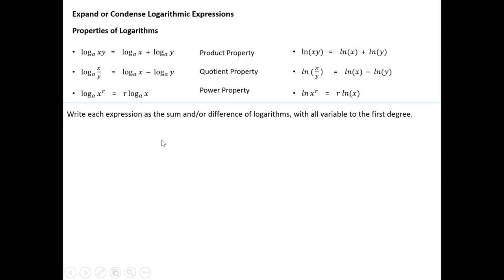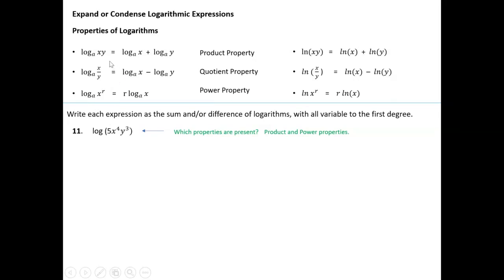Okay. So here it says write each expression as a sum or difference of logarithms with all variables to the first degree. For example, on this one here, which properties are present? If you notice, we have an exponent, so property number 3, the power property, and also we're multiplying, so the product property is present as well.